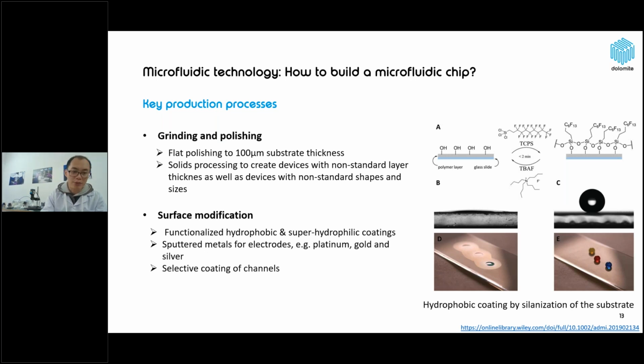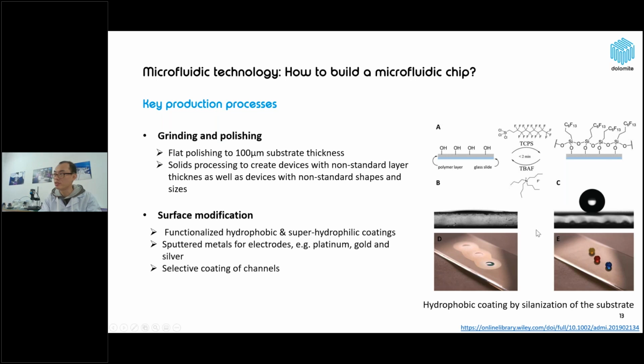Another important process for production is surface modification. We can functionalize with hydrophobic or superhydrophilic coating, and coat metals for electrodes, for example platinum or gold or silver, for different applications. We can also do selective coating of channels to achieve different surface properties on the microfluidic chip.